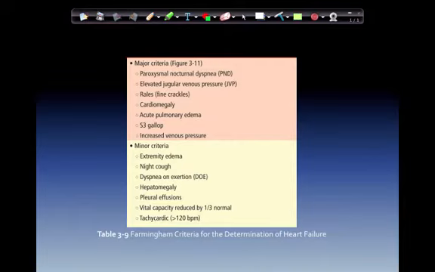Increased venous pressure. Minor criteria: extremity edema, night coughs, dyspnea on exertion, hepatomegaly, or enlarged liver, pleural effusions of any sort, vital capacity reduced by 1/3 normal, and this would be, pulmonologists would probably tell them that, tachycardia greater than 120 beats per minute.